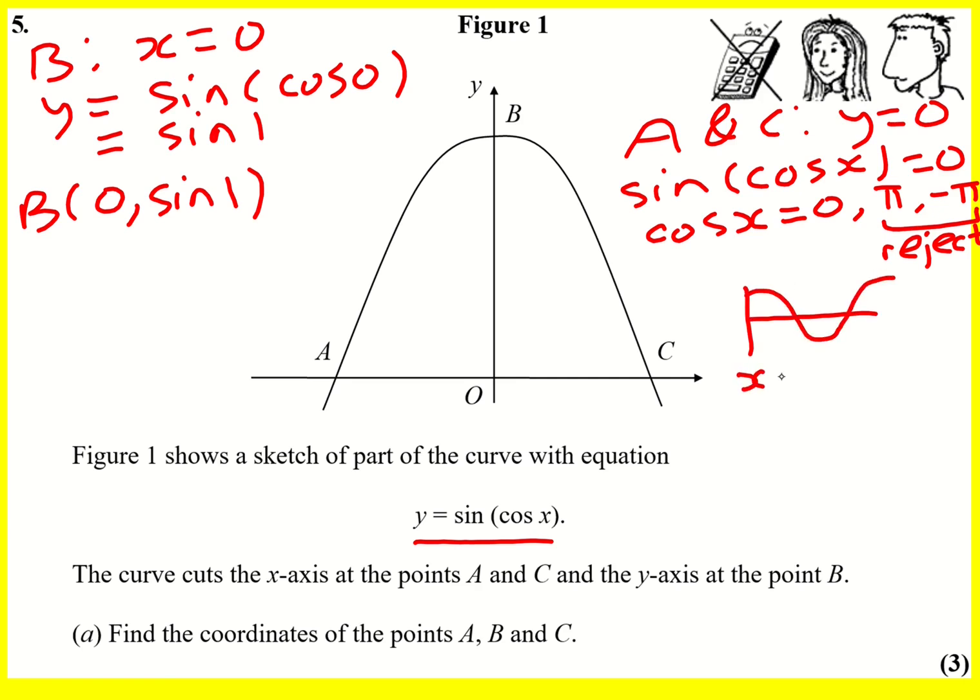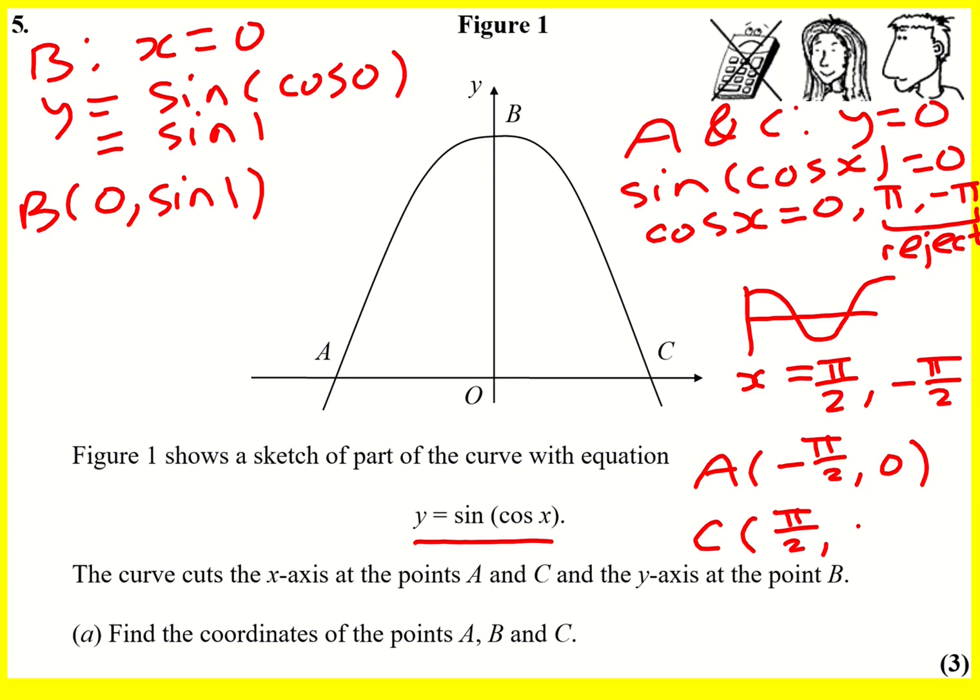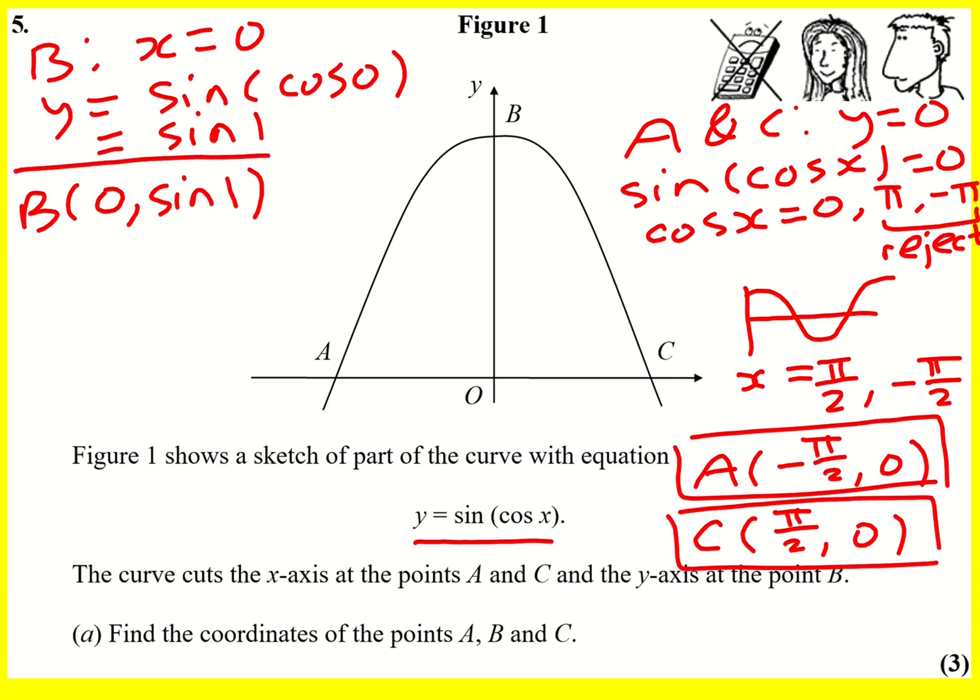And that's going to give me x is pi over 2. And I see I've got a negative 1 as well. The first negative 1 is going to be minus pi over 2. So therefore a is going to be minus pi over 2, 0. And c is going to be pi over 2, 0. We have it.